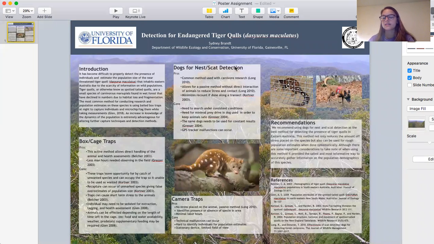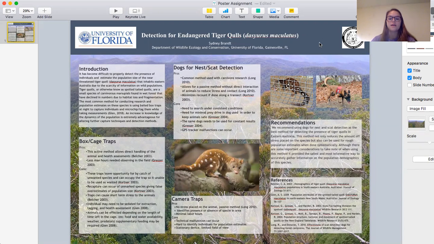So one current method that is being used to actively detect presence and absence of the species in certain areas is using box and cage traps. So this is an active method that allows for direct handling and assessment of the individual, which can be beneficial for taking health assessments, measurements, and even tagging the animal. One con of this method, however, is since it is an active method, it does involve direct handling of the animal, which can increase stress and potentially harm the individual if something did go wrong.